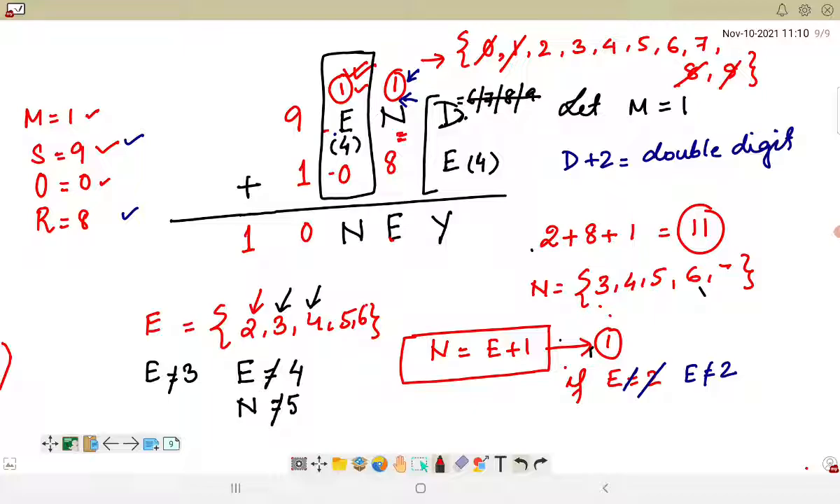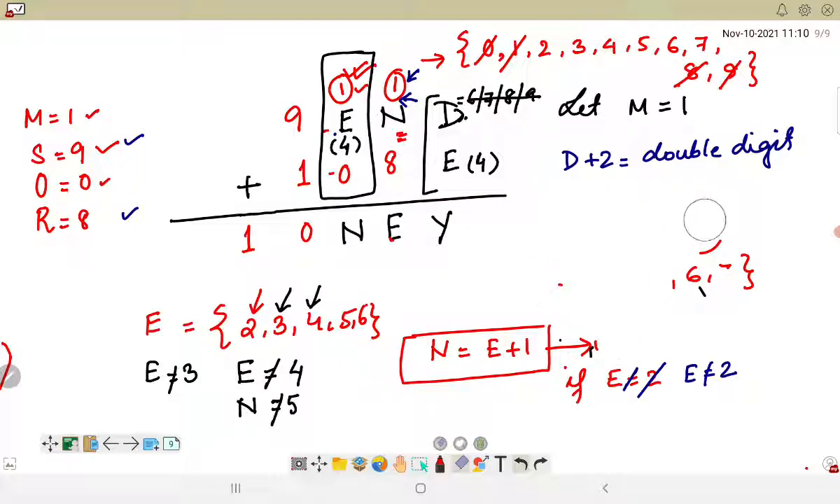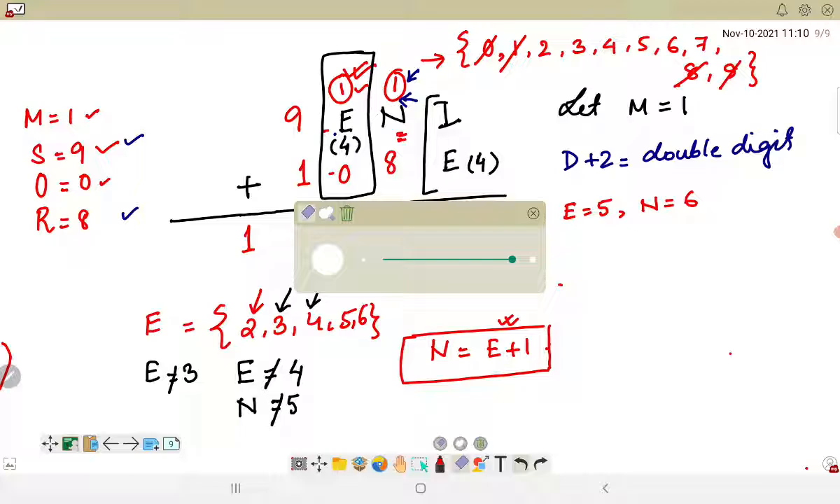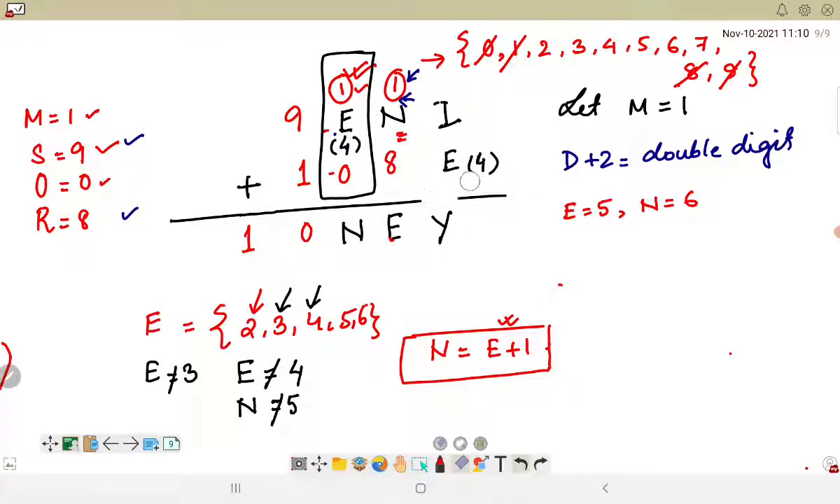So let us consider E is equal to 5. So I'll rub this off for us now. Okay, so now let us consider E is equal to 5. If I consider E is equal to 5, then N has to be equal to 6 by this particular equation, right? So what will be the scenario? The scenario would be slightly different. Okay, first let me rub this off so that it is not giving us a very haphazard representation.